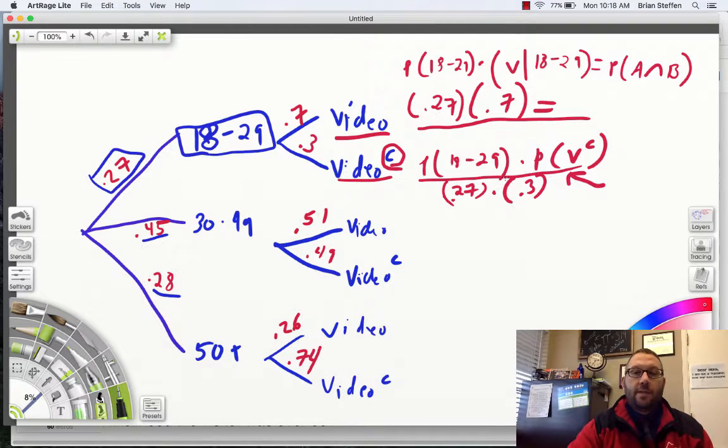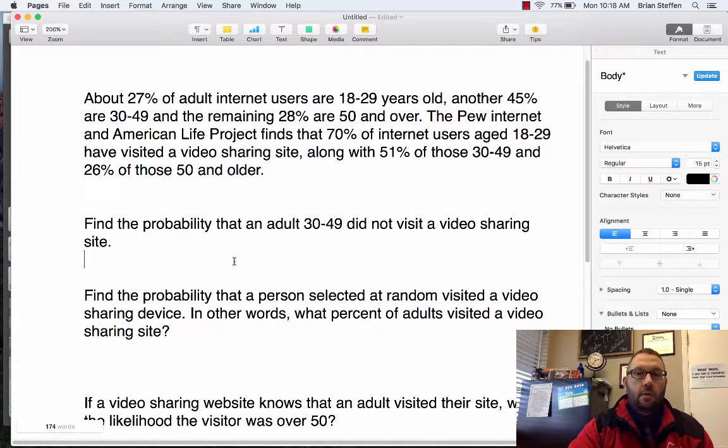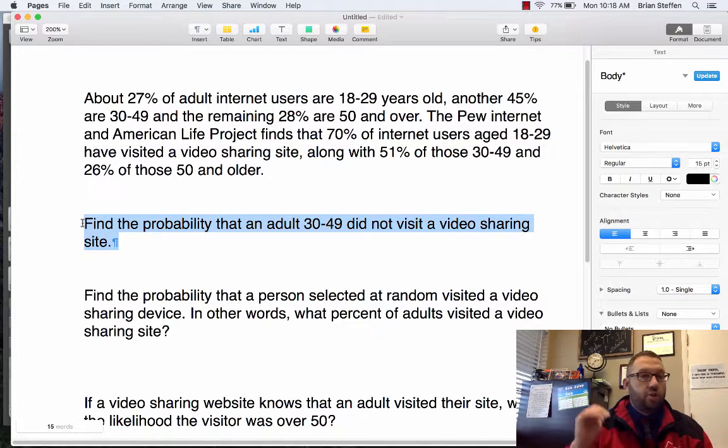All right, so let's go back and take a look at some of the questions I was going to ask you to find. Find the probability that an adult 30 to 49 did not visit a video sharing site. So what I want you to do there is just like we did in the previous line up there, so go back if you have to. In your reflection response, you're also going to put this.